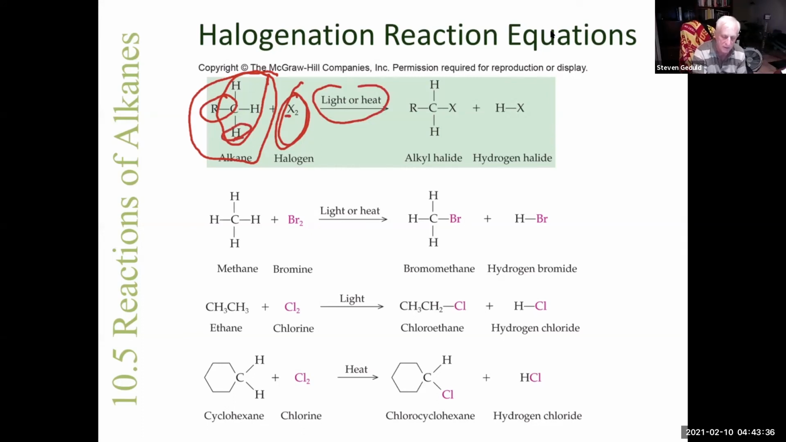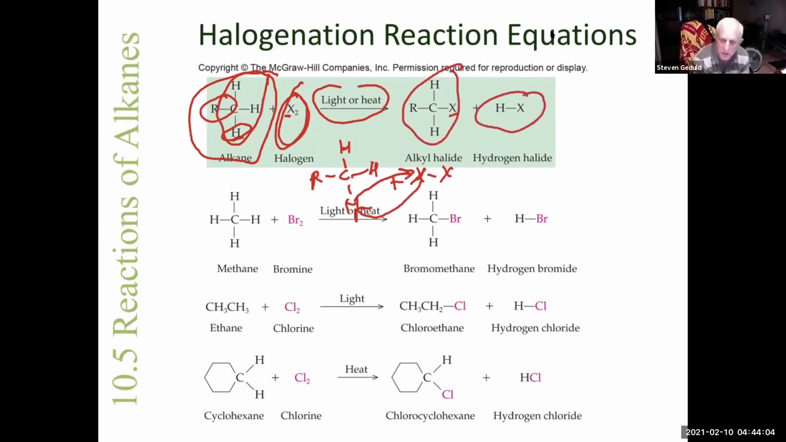So if you have, I'm going to draw a little bit here, R, C, H, H, H, plus X2. X could be chlorine, bromine, fluorine. One of these X's replaces this hydrogen. They switch. So you end up with R with one X here instead of a hydrogen, and then H attached to the other X. So the hydrogen that was replaced ends up with the other halogen.